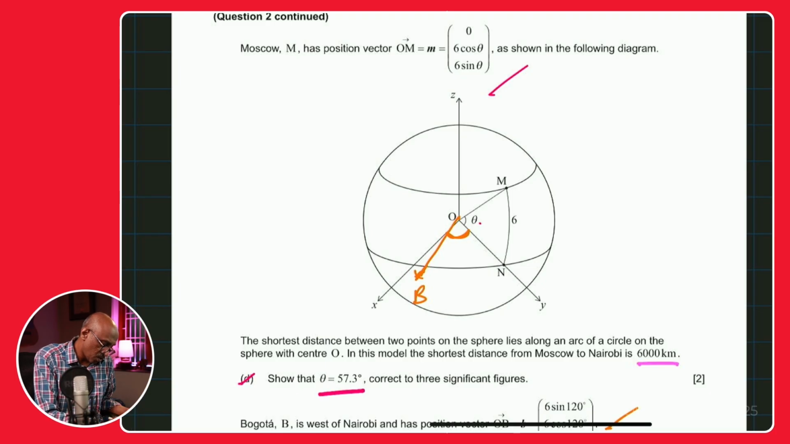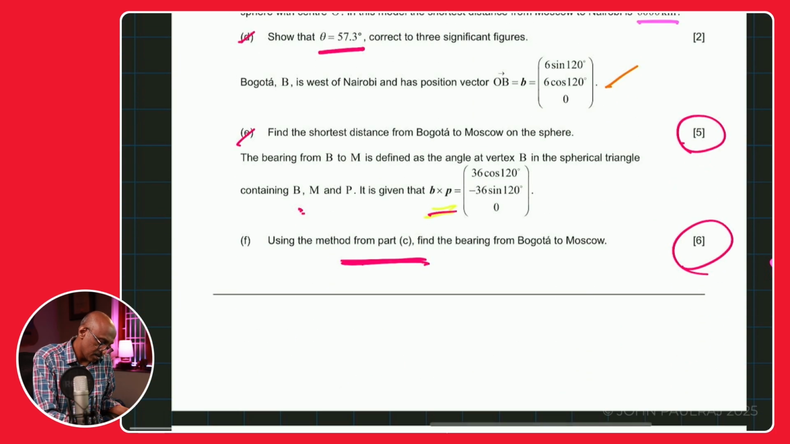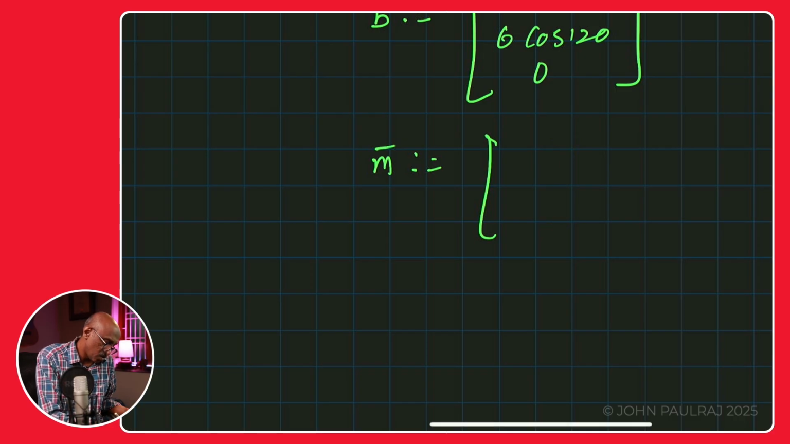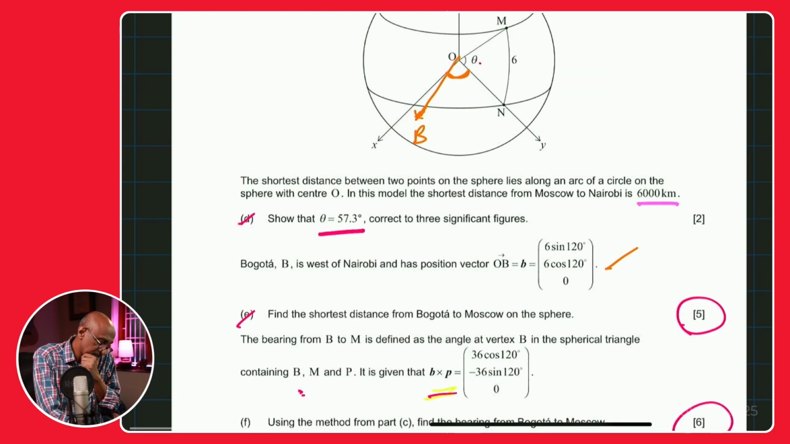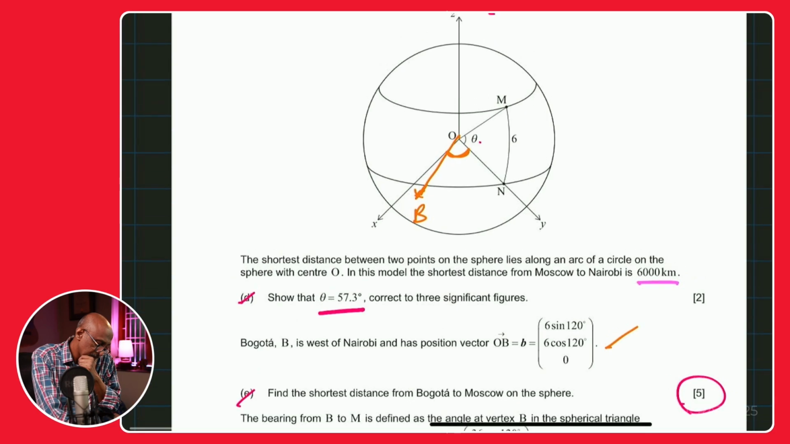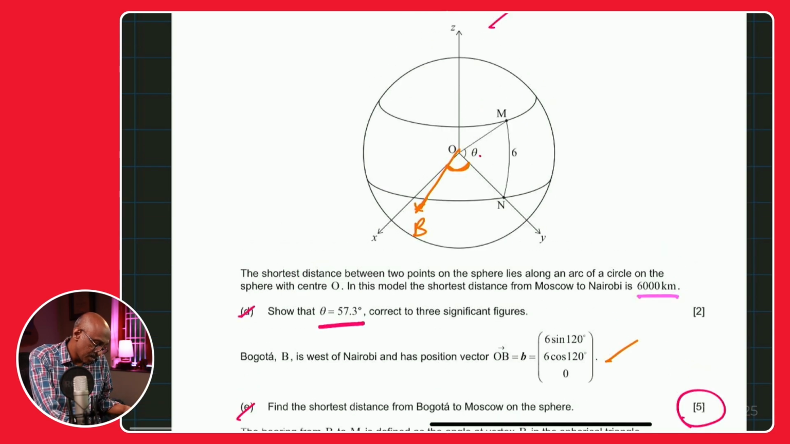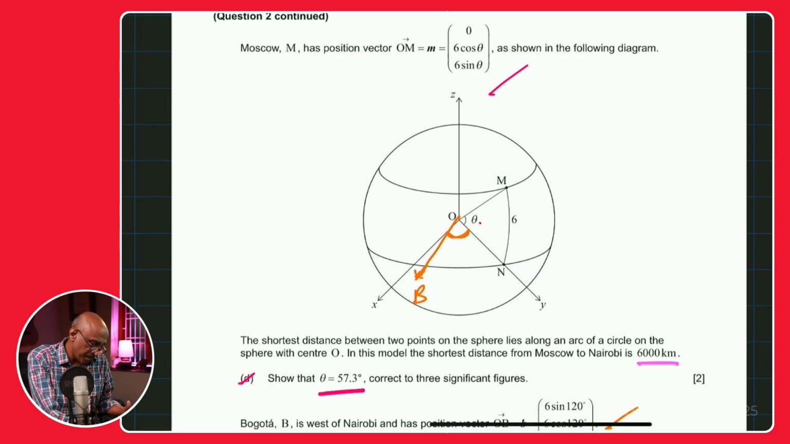Oh, 0, 6 cos theta, 6 sine theta. Okay, 0, 6 cos. Oh, sorry, 6 cos. The theta is what we found out here, right? 57.3, that's what we need to write down. Okay, yeah, 57.3. Is it the same theta? Yeah, it is the same theta. So we got to write that 6 cos of 57.3.